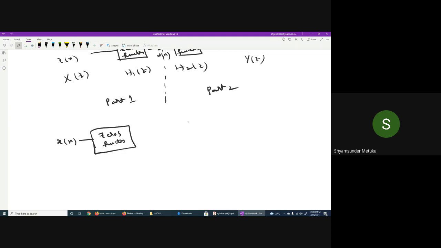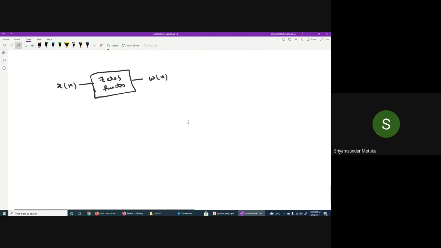Then output will be what? Y of n or w of n, which is right? W of n, okay. Now, what is the zero function? Summation k is equal to 0 to what? M. M, right? a_k z power minus k, isn't it?